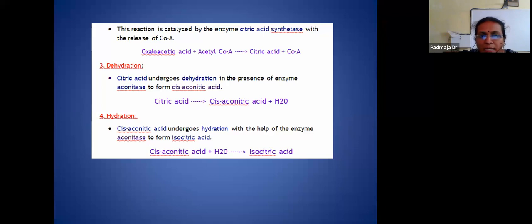Now what happens? This acetyl CoA combines with oxaloacetic acid. This acetyl CoA is a 2-carbon compound and oxaloacetic acid is a 4-carbon compound.